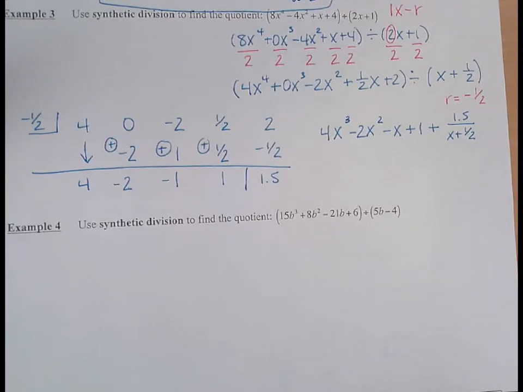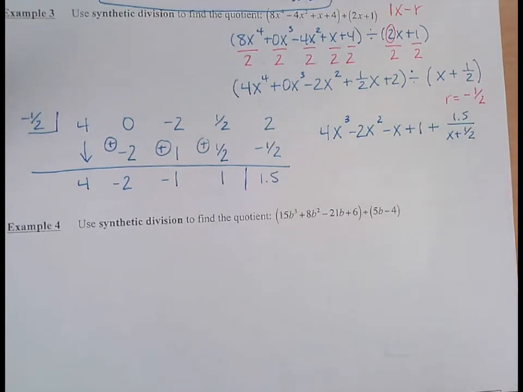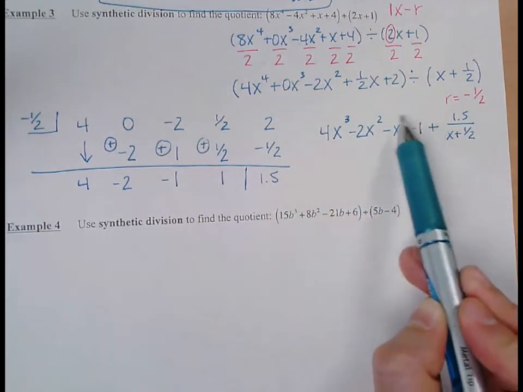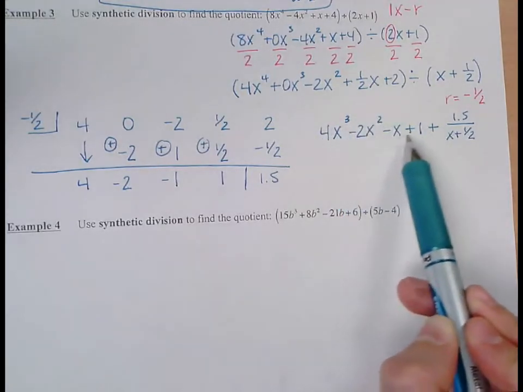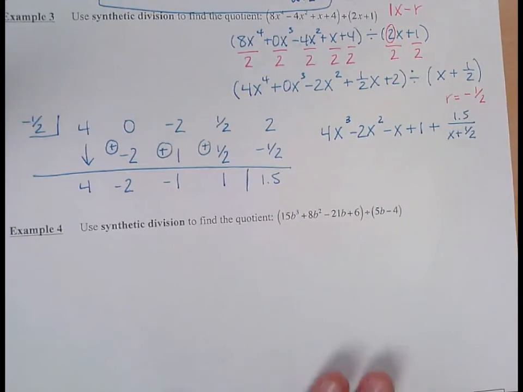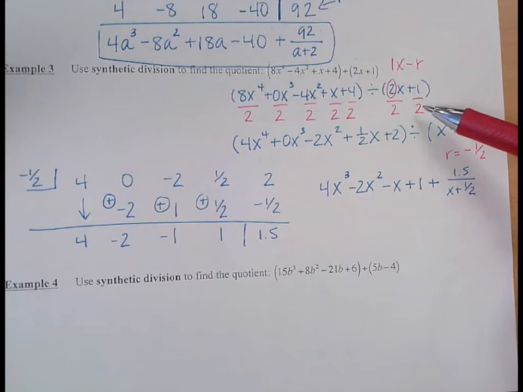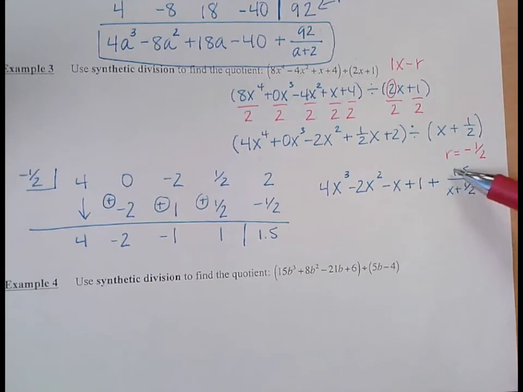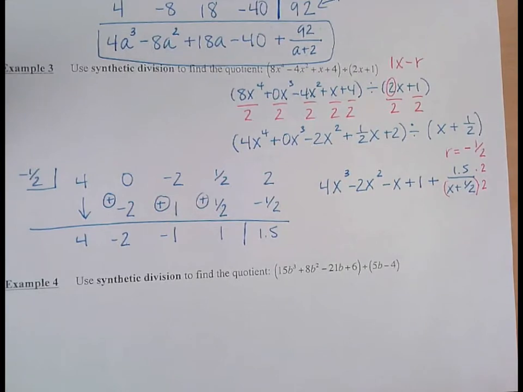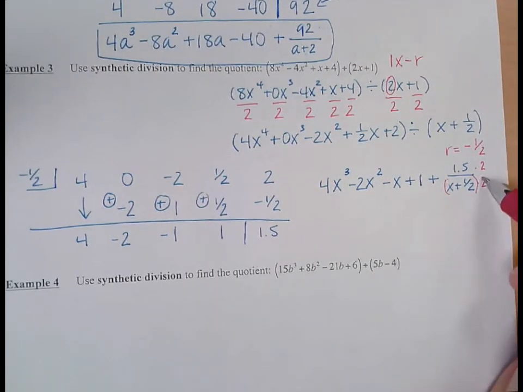But I can't leave this as my final answer because all answers should be simplified. And when you have decimals or fractions in a fraction, it's not simplified. So this here, the 4x cubed all the way down to positive 1, this is fine. This is still part of your answer. We're not going to change that. We just have to change the fraction. So because I had to divide everything by 2 at the beginning, to get my fraction to not have fractions or decimals in it, I have to multiply the top and the bottom by 2. And make sure on the bottom the 2 is getting distributed.